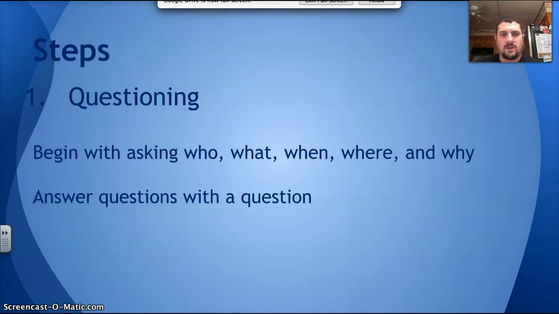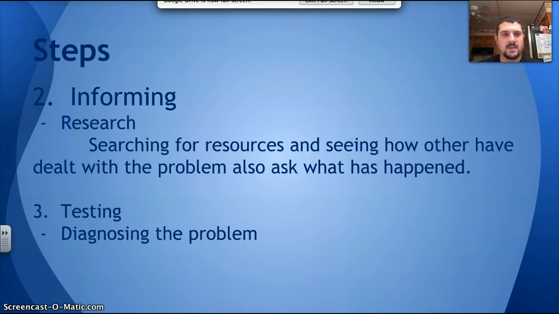The first one we talked about is questioning. Begin with asking who, what, when, where, and why. You've got to find out right off the bat what you see, how it happened, where, everything like that. And when it comes to the students and we're working in the classroom, you want to try to answer a question with a question to make them think more in depth, not just giving them the answers right off the bat. We want to make them think and move on and see what they can do.